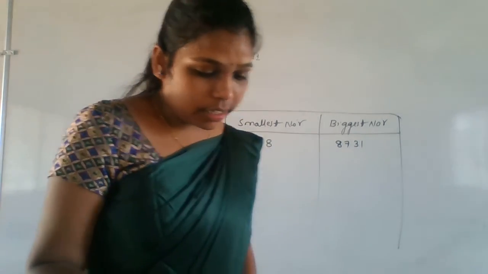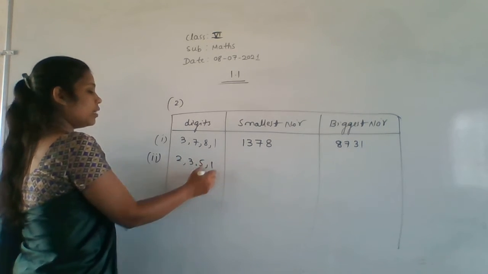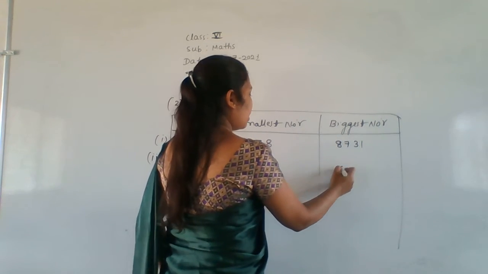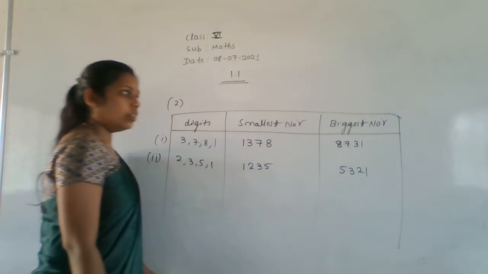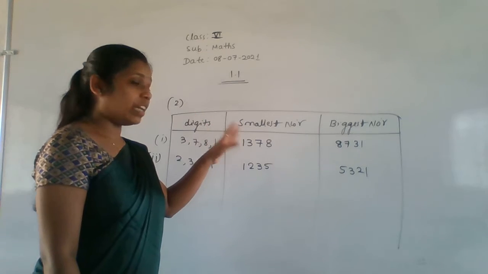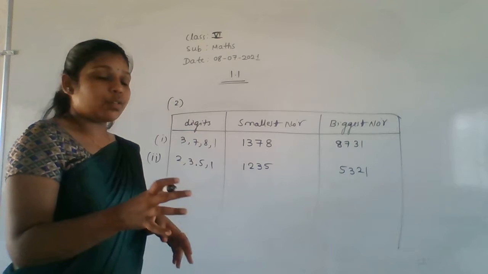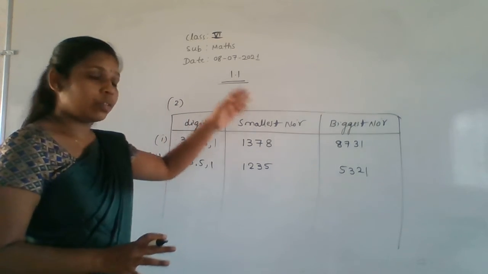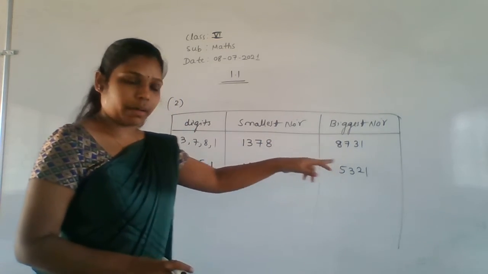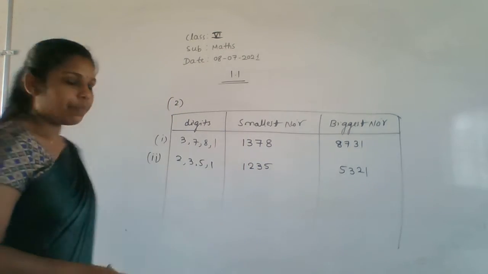Next, the second one is 2, 3, 5, 1. Right? So which is the smallest here? 1, 2, 3, 5. Next, 5, 3, 2, 1. Better make a column and do it, because otherwise for every problem you have to write smallest number, biggest number, smallest number, biggest number. Instead of that, we make one column, one box here. First column digits, second column smallest number, third column biggest number. So write the digits they gave here and write the smallest and biggest.